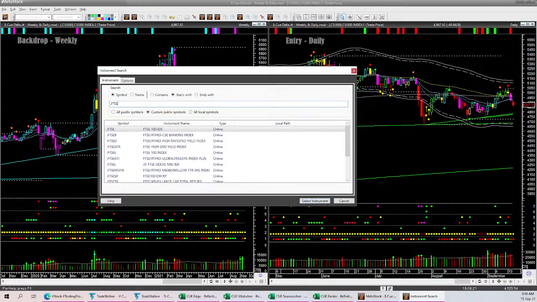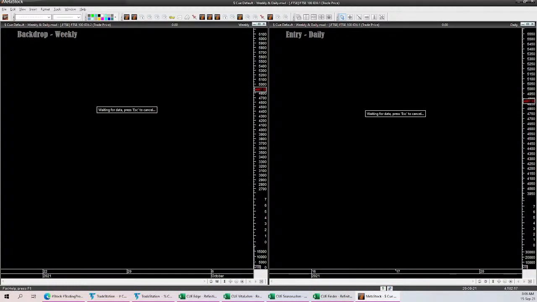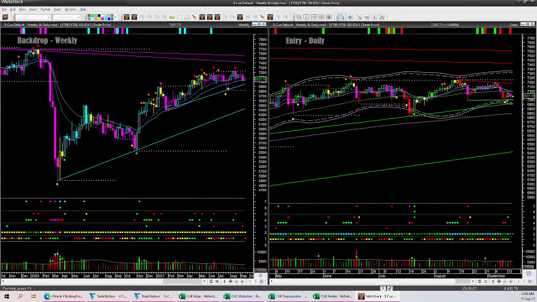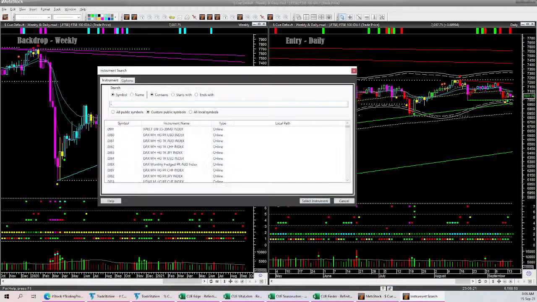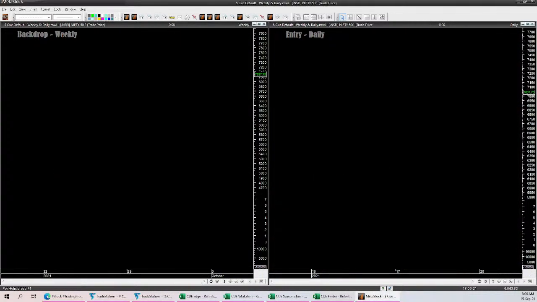UK's FTSE index. This was also moving sideways earlier, and that is continuing both in weekly and daily charts. And lastly, India's Nifty 50 index.